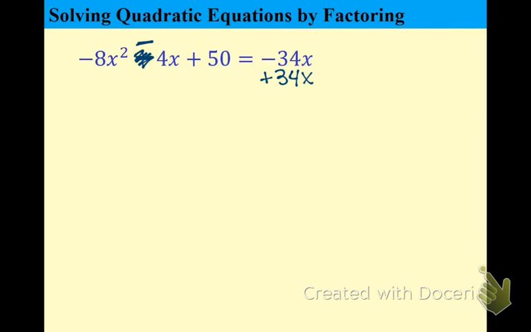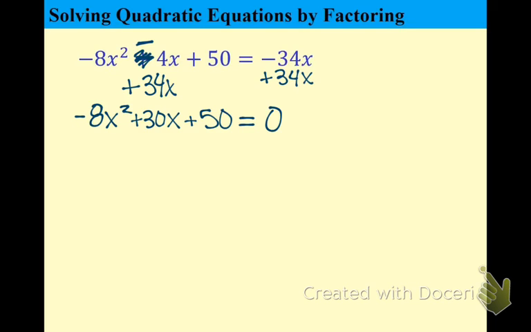Add 34x. So, am I going to add 34x to 8x squared, to 4x, or to 50? To the 4x. So, we're going to have negative 8x squared plus 30x plus 50 equals 0. That's how everyone else will do it. I would move it all the way over here. Either way, you're going to end up with the same answer.